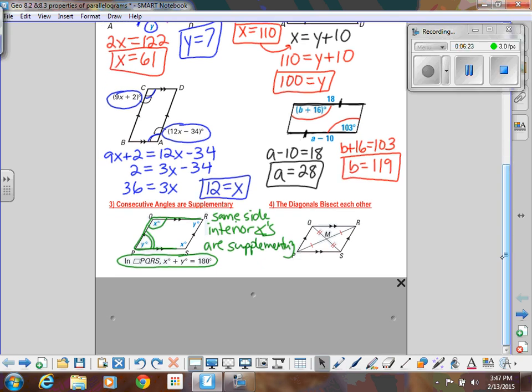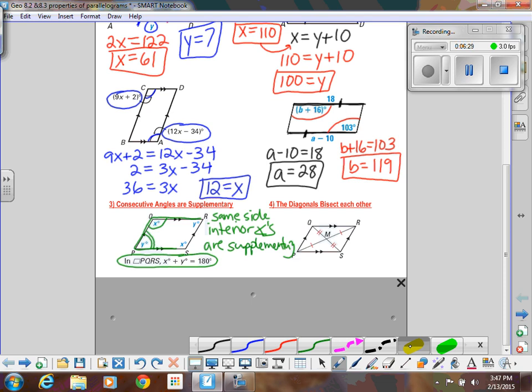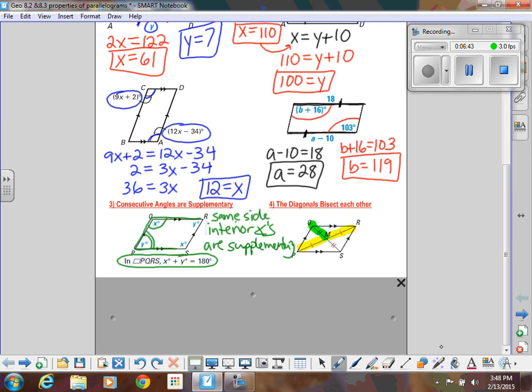There's one more property, and that's that the diagonals bisect each other. So if you look at this diagram, this piece right here is part of a diagonal. A diagonal just joins two vertices together that aren't right next to each other. And then we also have this other diagonal right there. So you see how those diagonals cut each other in half.